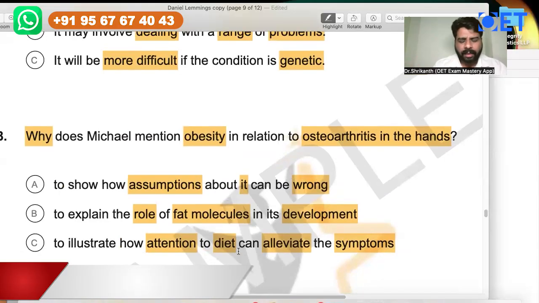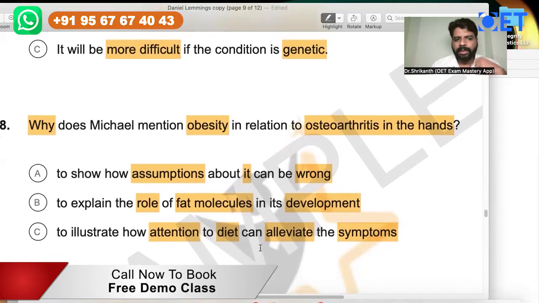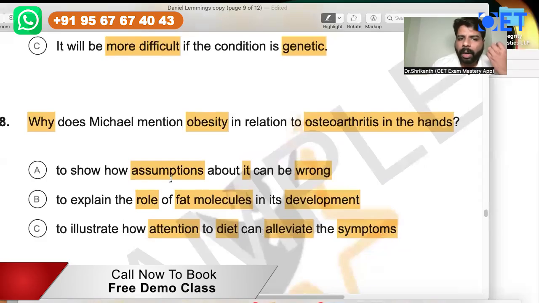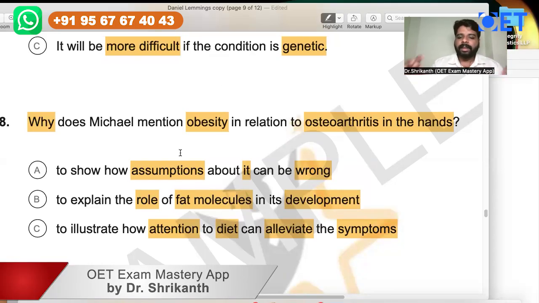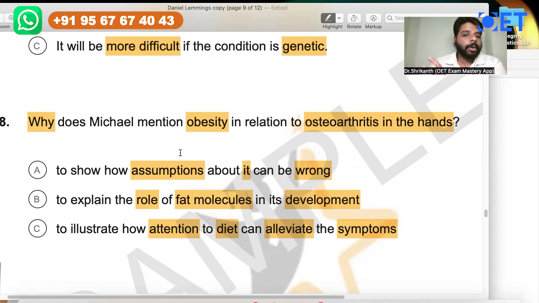Now let's come to the answer options over here. Now let's talk about the answer options. Answer option A, to show how assumptions about it can be wrong. Now, don't you think he is talking about obesity? Assumptions basically means what? Myth. So what is he saying? There are certain myths about obesity. And what is the myth? Everyone is saying that only if there is mechanical load will they get osteoarthritis.